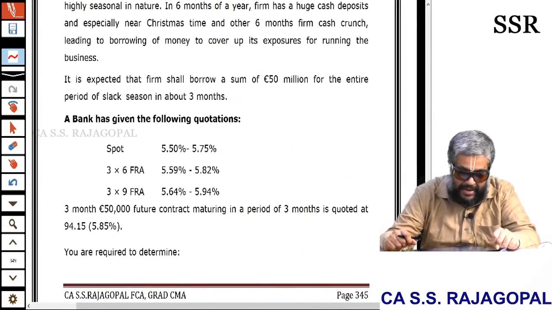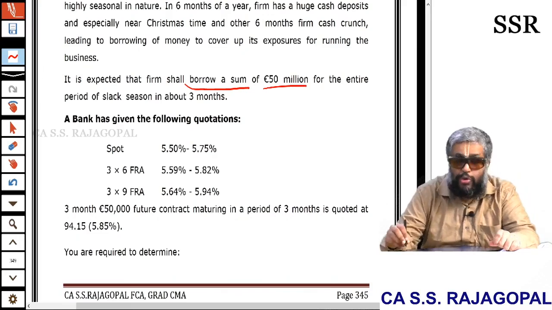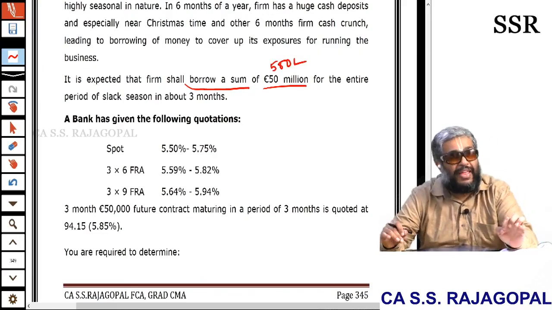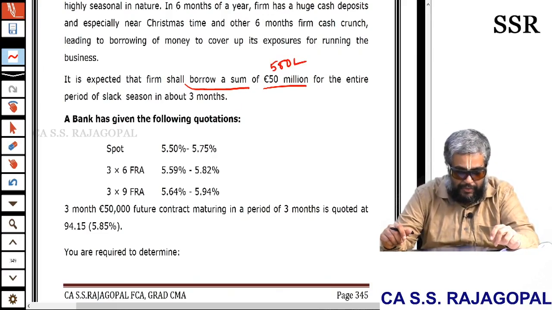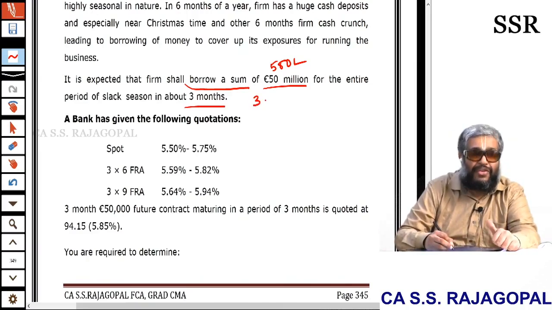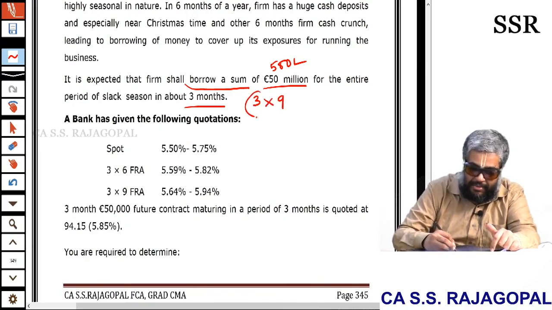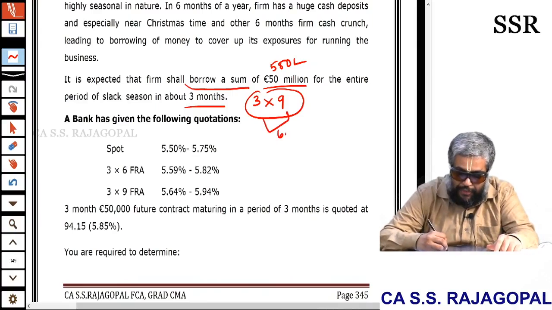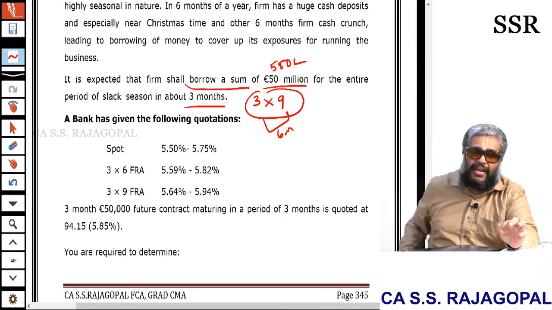It is expected that the firm shall borrow a sum of euro 50 million. 50 million, that is 500 lakhs or 5 crores, for the entire period, say in about 3 months. That is, it is going to borrow after 3 months for the full period of 6 months, so it has to go for 9 months. It is going to borrow after 3 months for 6 months, so it is going to go for a 3 by 9 FRA. FRA will respond. Yes or no?